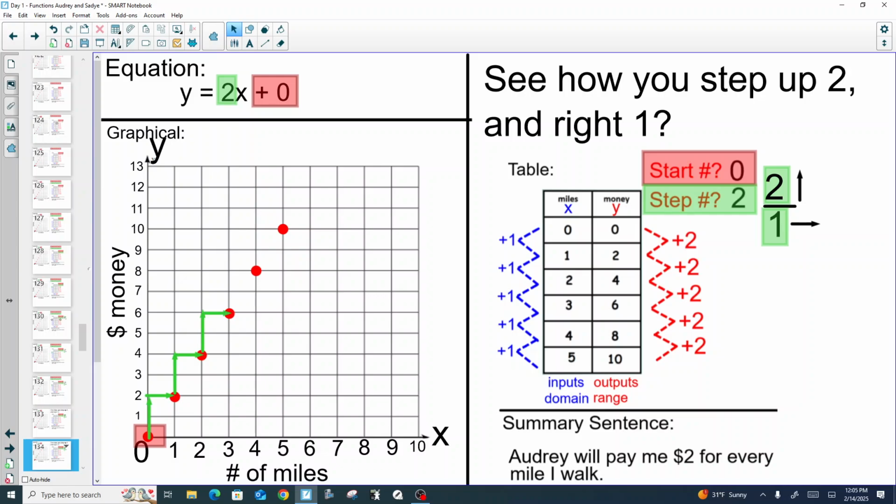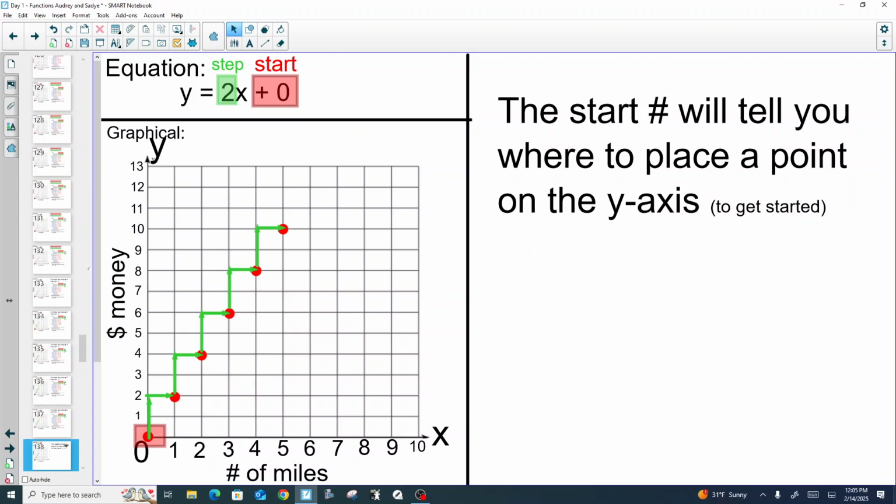And now, could we just keep going up 2 and over 1, up 2 and over 1, up 2 and over 1? Absolutely. And you can see the staircase is building, but more importantly, can we predict where the next point would go? I would go up how many? 2 and over 1. So the nice part is that the start number tells you where you start, and the step number tells you how you can go from that start point to the next one, and to the next one, to the next one.